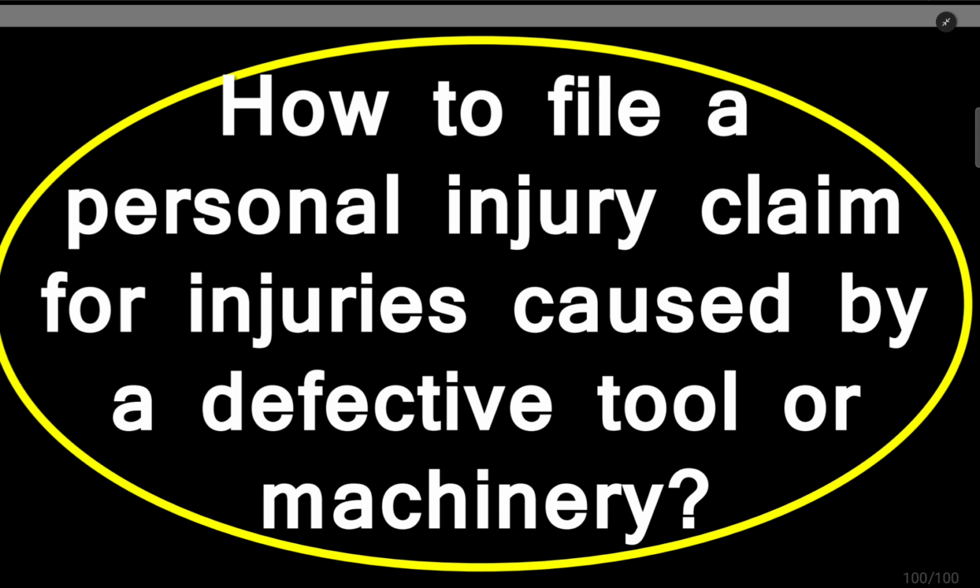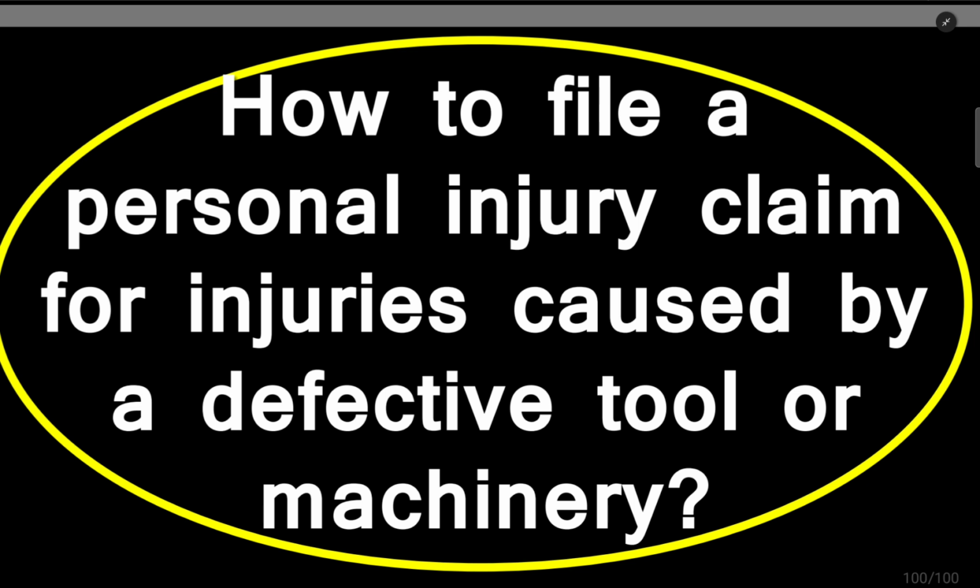First is a design defect. This means the product was poorly designed and was dangerous before it was even made. The second is a manufacturing defect, which means something went wrong during production that made the product unsafe. The third is a failure to warn, which happens when a company does not provide proper safety instructions or warnings about how to use the product.